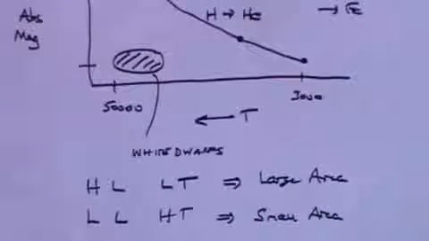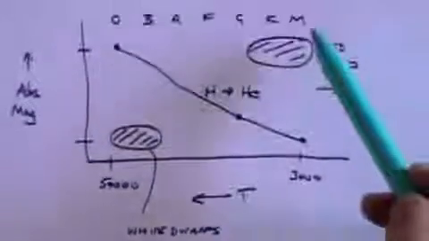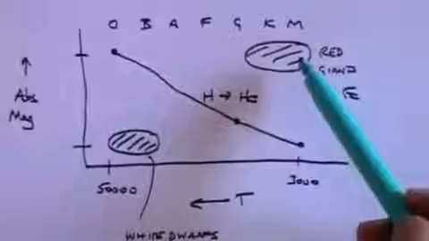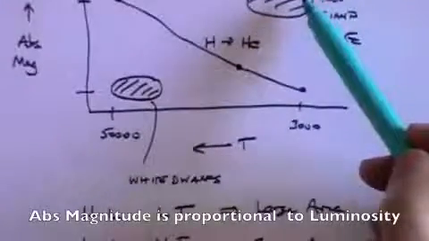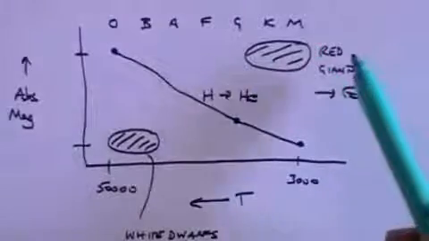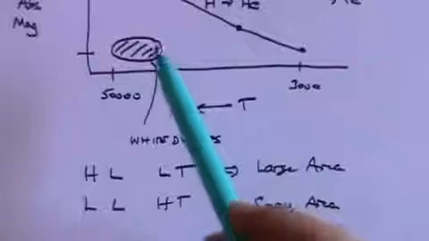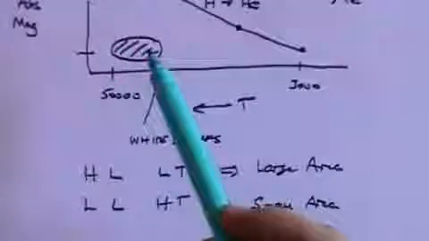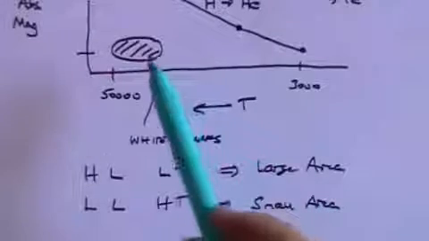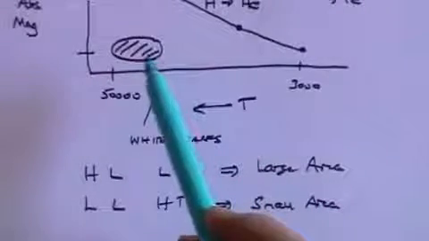And that's exactly what you've got here on the red giant. You've got a high luminosity but a low temperature, and that means you must have a large surface area. That's why they're called red giants. Here with the white dwarfs, you've got a low luminosity, a high temperature, therefore you must have a small surface area, and that's why they're called white dwarfs.